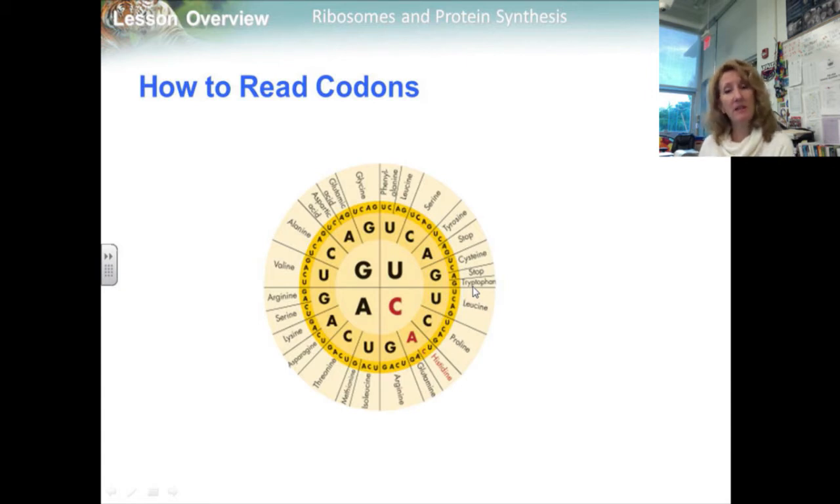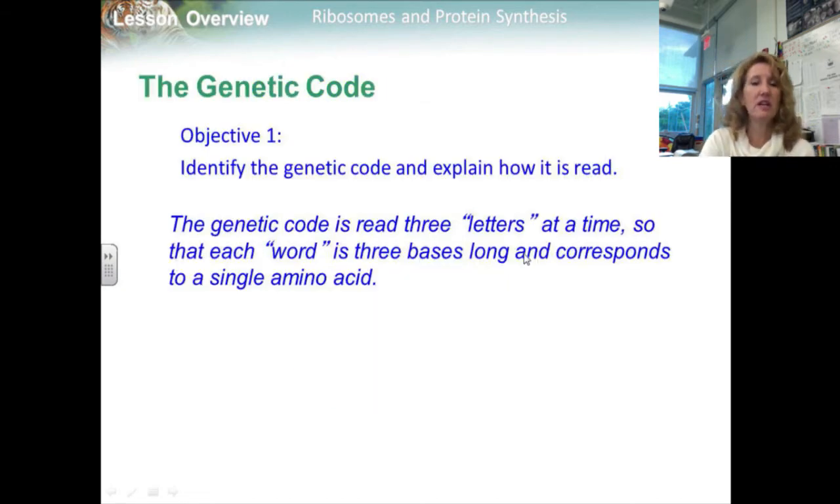The genetic code has something like punctuation marks. The methionine codon, AUG, right here, serves as an initiation or start codon for protein synthesis. Following the start codon, the messenger RNA is then read 3 bases at a time until it reaches one of 3 different stop codons, which ends the translation. So objective 1 is to identify the genetic code and then explain how it is read. Now you know. The genetic code is read 3 letters at a time so that each word is 3 bases long and corresponds to a single amino acid.